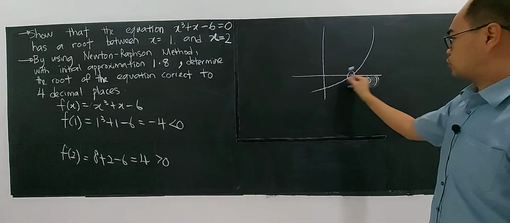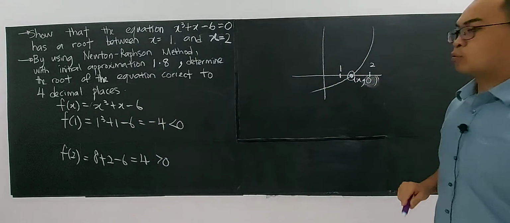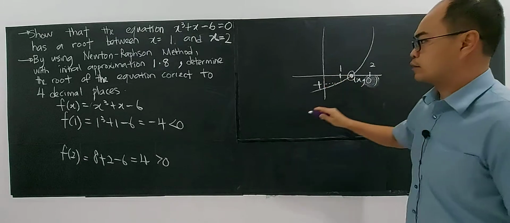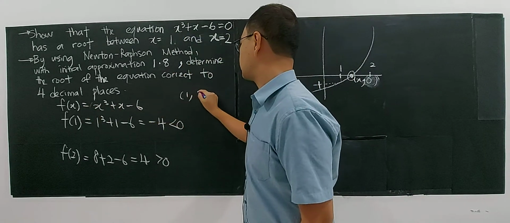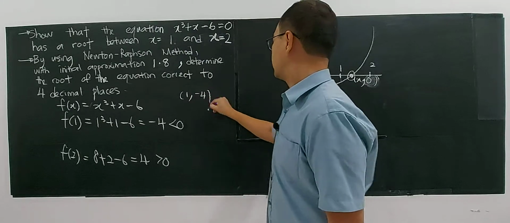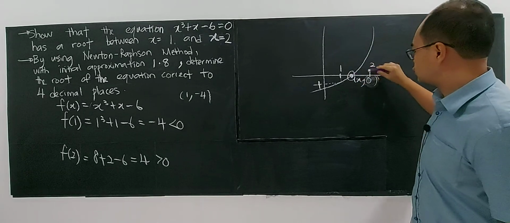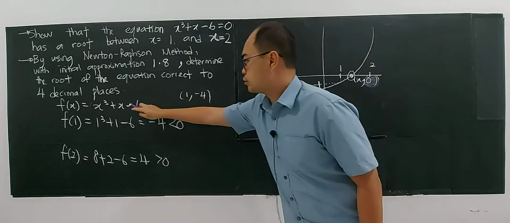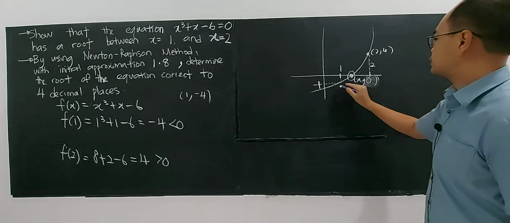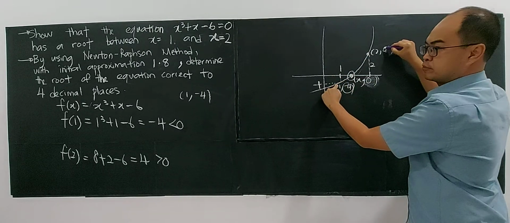So within this interval, let's say for this case, you have 1 here and you have 2 here. Why is it so special? Because at x equals 1, when you substitute, you get the value of y as negative 4, which is below the x-axis. At 2, you substitute 2 and get 4, so the coordinate here is (2, 4), and this is (1, negative 4). Can you see? There is a change of sign, from negative to positive.